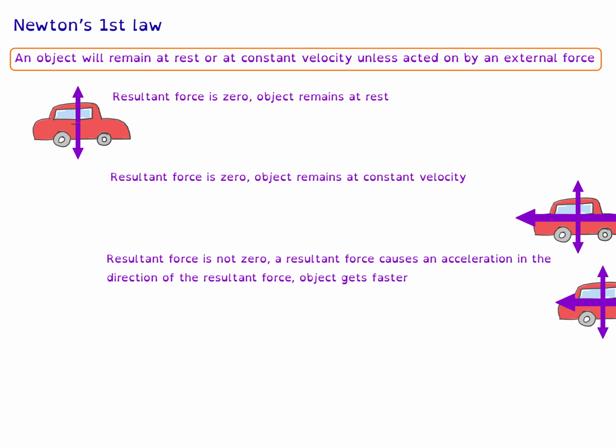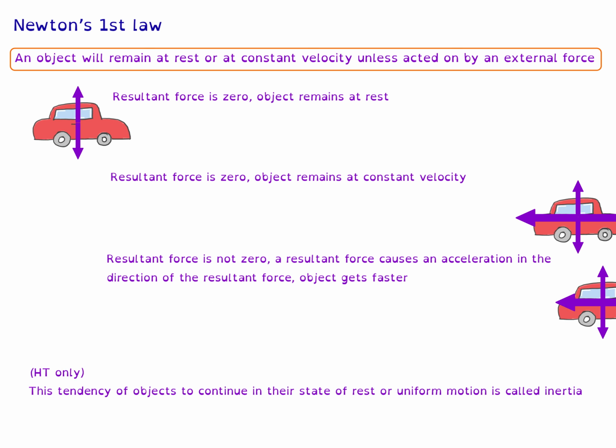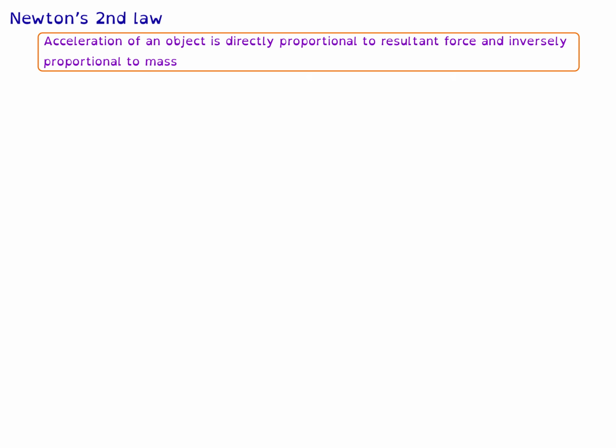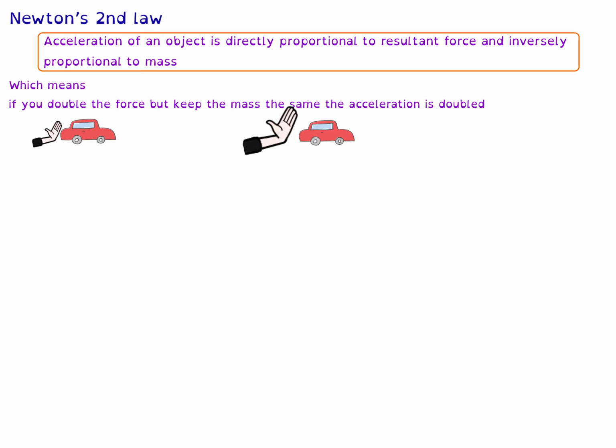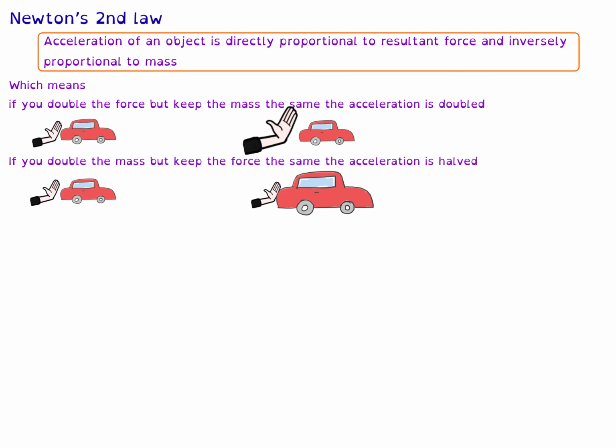The object gets faster. This tendency of objects to continue in their state of rest or uniform motion is called inertia. Newton's second law. Acceleration of an object is directly proportional to the resultant force and inversely proportional to the mass, which means if you double the force but keep the mass the same, the acceleration is doubled. If you double the mass but keep the force the same, the acceleration is halved.